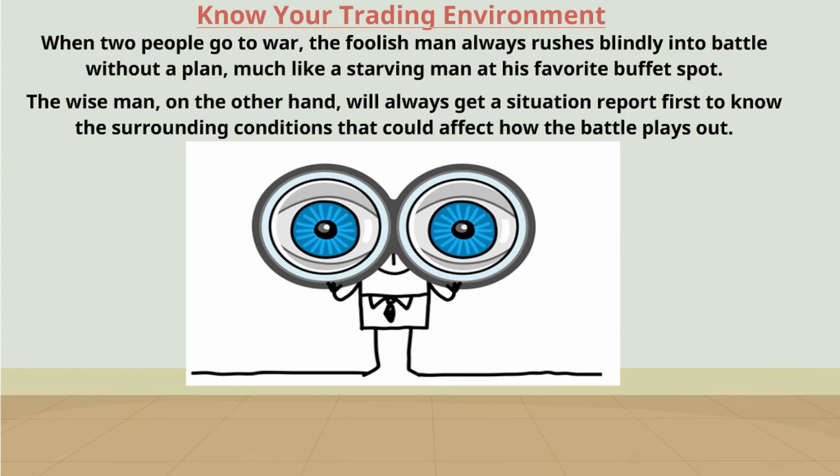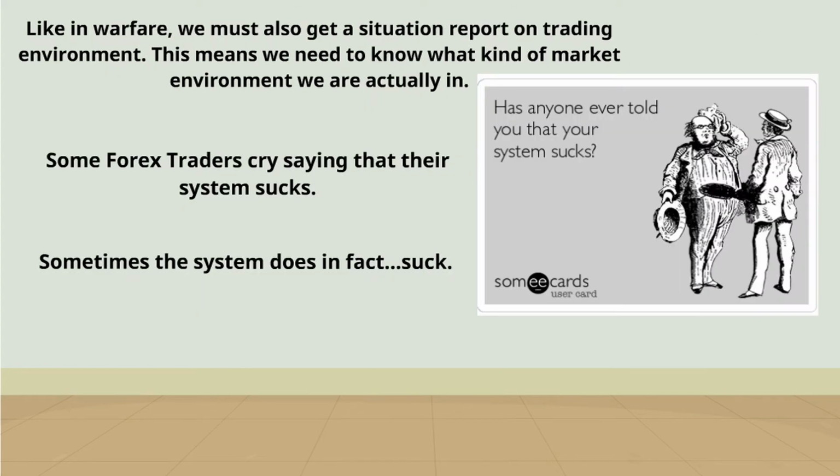Know your trading environment. When two people go to war, the foolish man always rushes blindly into battle without a plan, much like a starving man at his favorite buffet spot. The wise man, on the other hand, will always get a situation report first to know the surrounding conditions that could affect how the battle plays out. Like in warfare, we must also get a situation report on the trading environment. This means we need to know what kind of market environment we are actually in.